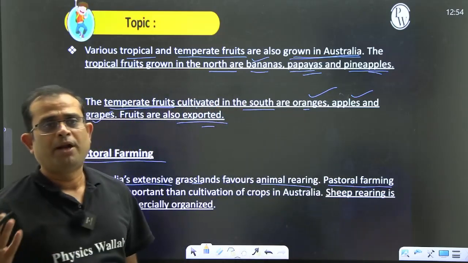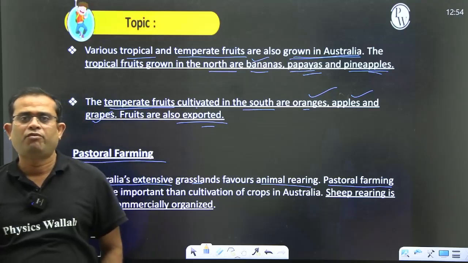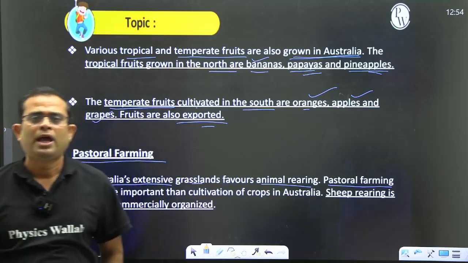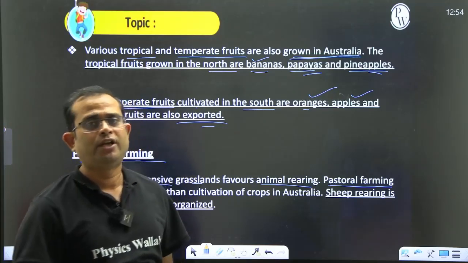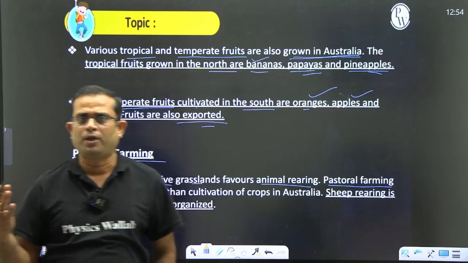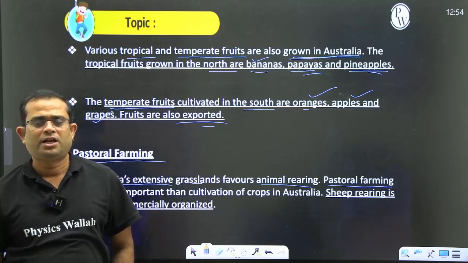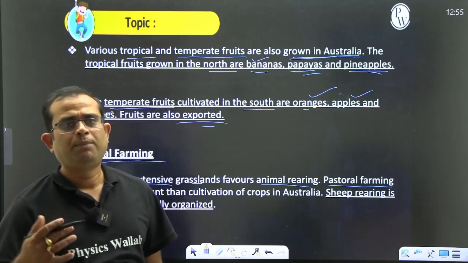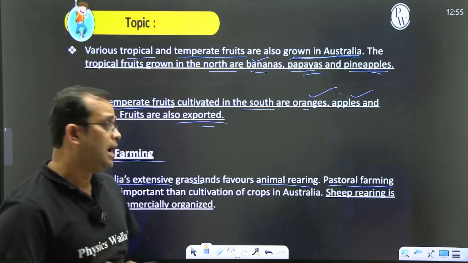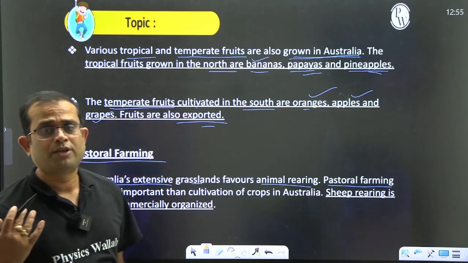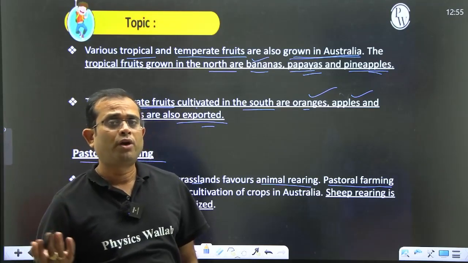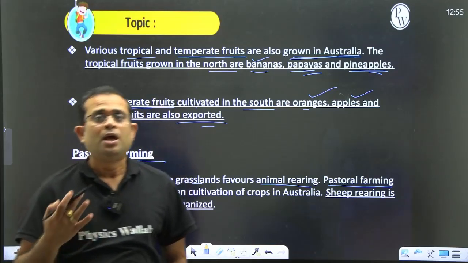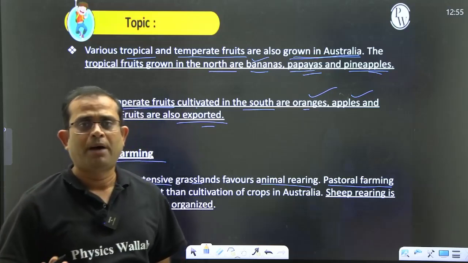Animal rearing means their livelihood mainly depends on animal ranching, particularly in ancient times, or among tribal people in India, like the Gujjars and Bakarwals in Jammu Kashmir, Uttarakhand and those areas. They live mostly as ranchers. But here, in pastoral farming, they basically go for commercial purposes, like dairy farming and sheep farming.